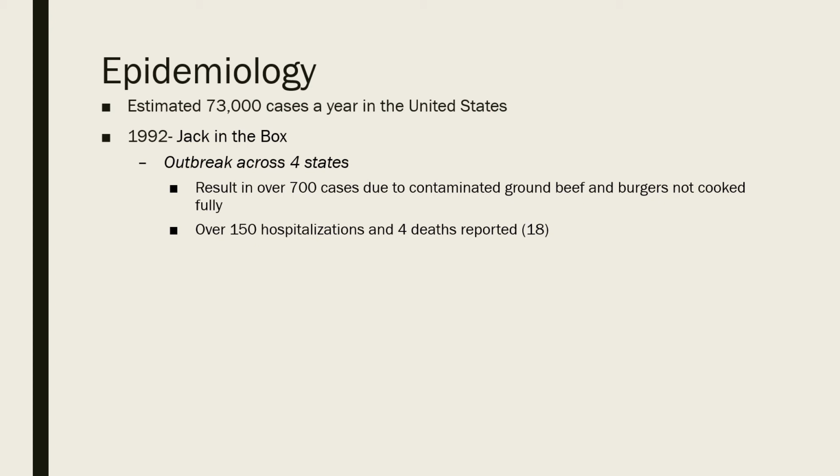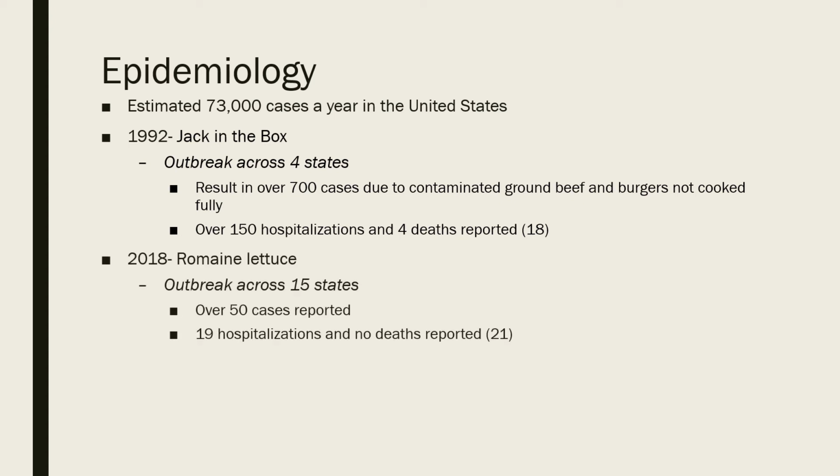It was an outbreak across 4 states. It resulted in over 700 cases due to contaminated ground beef and burgers that were not cooked fully. And it resulted in over 150 hospitalizations and 4 deaths. Here, coming full circle in 2018, as I said before, romaine lettuce, it was an outbreak across 15 states with over 50 cases reported and 19 hospitalizations and no deaths reported.